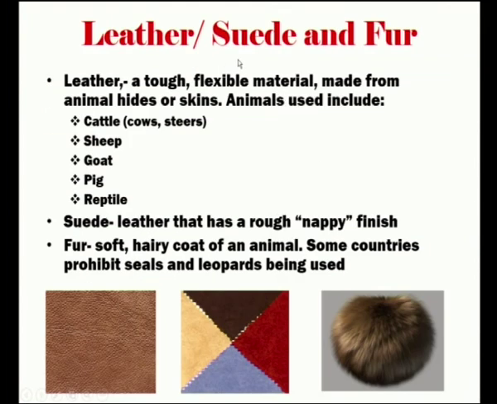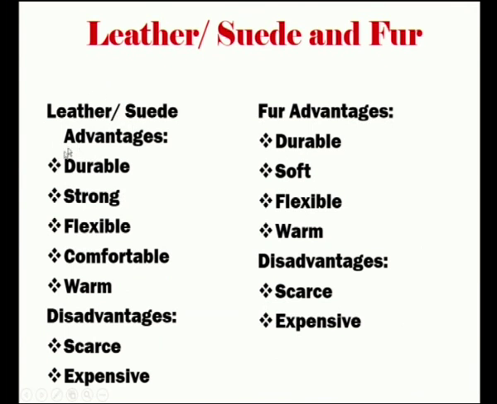So, another class is leather or suede and fur. Leather is a tough, flexible material made from animal hides or skins. Animals used include cattle, which means cows or steers, sheep, goat, pig, reptiles. These are all the animals from which we can get leather products. Suede is leather that has a rough napped finish, fur is the soft hairy coat of an animal. Some countries prohibit seals and leopards being used. Leather materials also have some advantages: durable, the life is very long, very strong and flexible, comfortable, warm. And disadvantages: scarce, meaning the availability is very low, and expensive. These two are very big disadvantages.